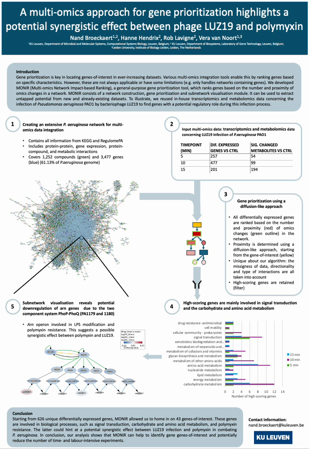To conclude, starting from our 626 unique differentially expressed genes, MONIR allowed us to home in on 43 genes of interest. These genes are involved in biological processes such as signal transduction, carbohydrate and amino acid metabolism, and polymyxin resistance, and the latter could hint at a potential synergistic effect between Lus19 infection and polymyxin in combating Pseudomonas aeruginosa. So, our analysis shows that MONIR can help to identify genes of interest and potentially reduce the number of time and labor-intensive experiments.